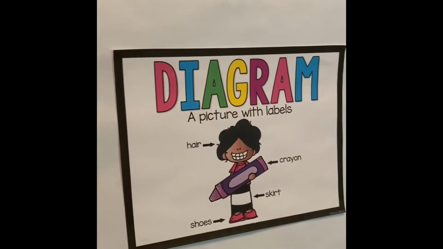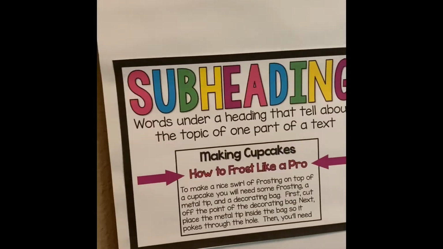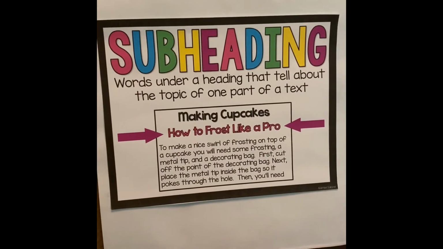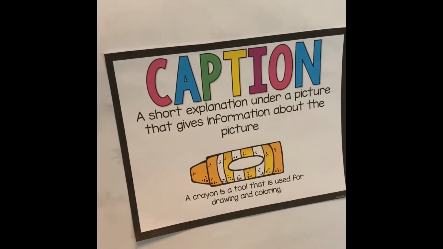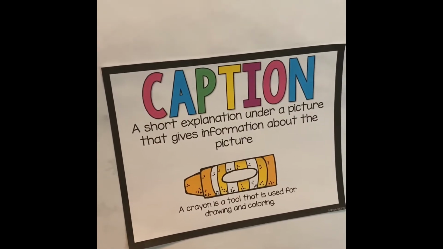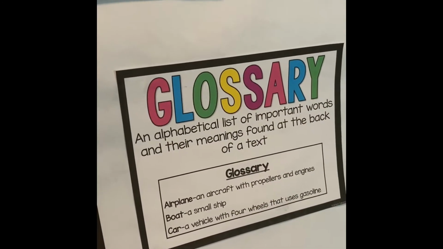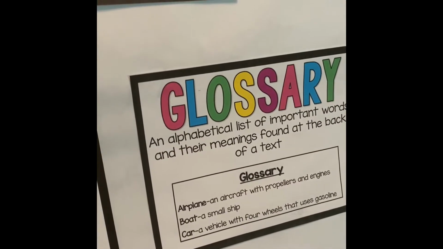A diagram we're very used to seeing. It's a picture with labels. A subheading is words under a heading that tell about the topic of one part of a text. A caption is a short explanation under a picture that gives information about the picture. And the last one is our glossary, which is an alphabetical list of important words and their meanings found at the back of a text.